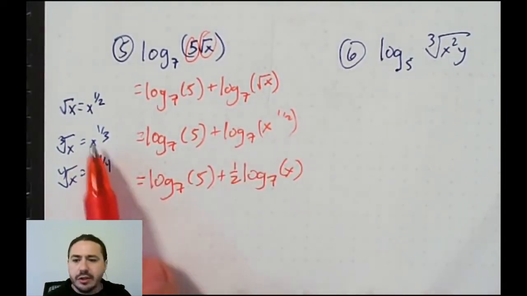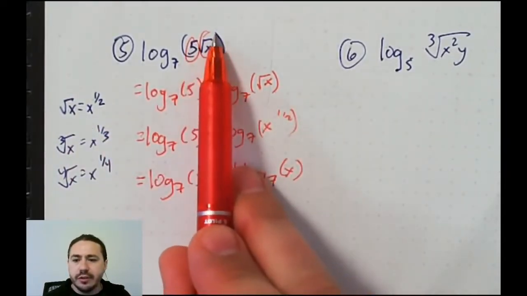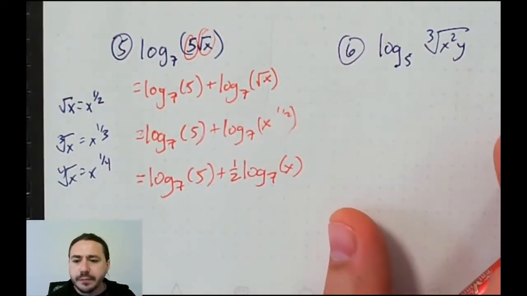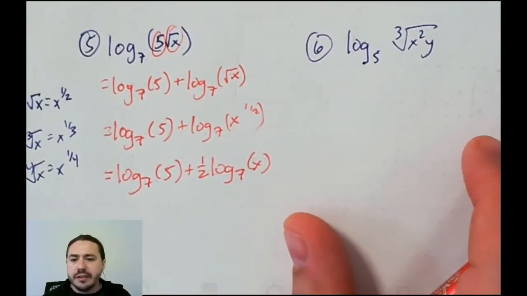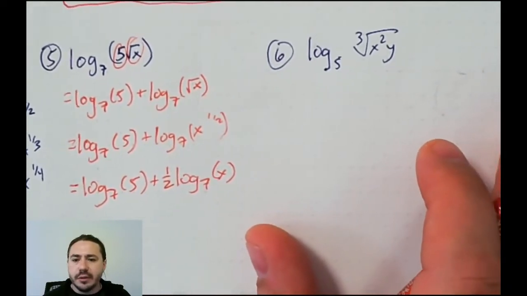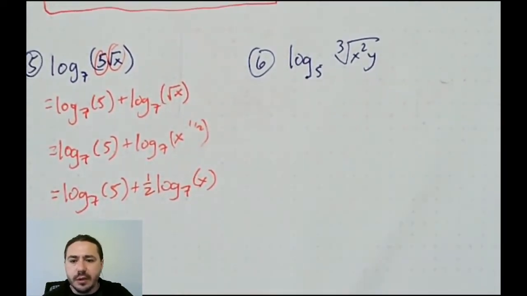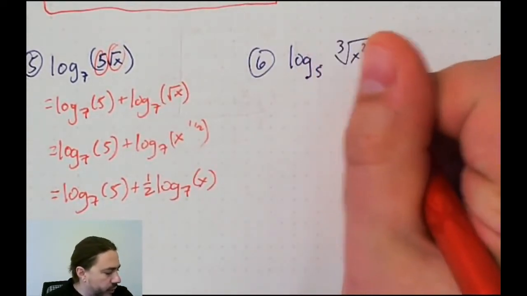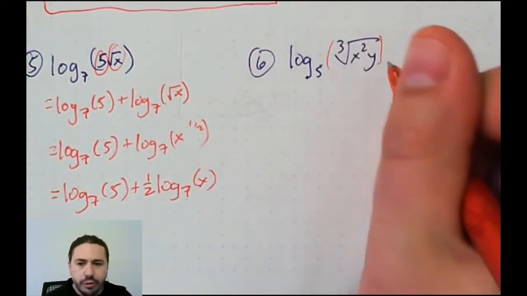So it's good to know that, just so you don't get thrown off when you see the square root. Just know what that really means, which is just x to the 1/2. Now number 6 has kind of a lot going on here. So let's take a closer look at this one. We've got a cube root of a bunch of stuff. So you actually got this whole thing.